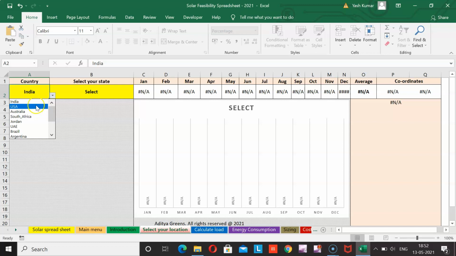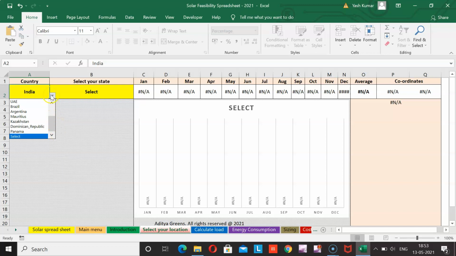These are, in addition to India and United States of America: Australia, South Africa, Jordan, UAE, Brazil, Argentina, Mauritius, Kazakhstan, Dominican Republic, and Panama. So people living in these countries can avail the benefit of this feasibility spreadsheet, design the system, and know the overall profitability of the solar power system beforehand.